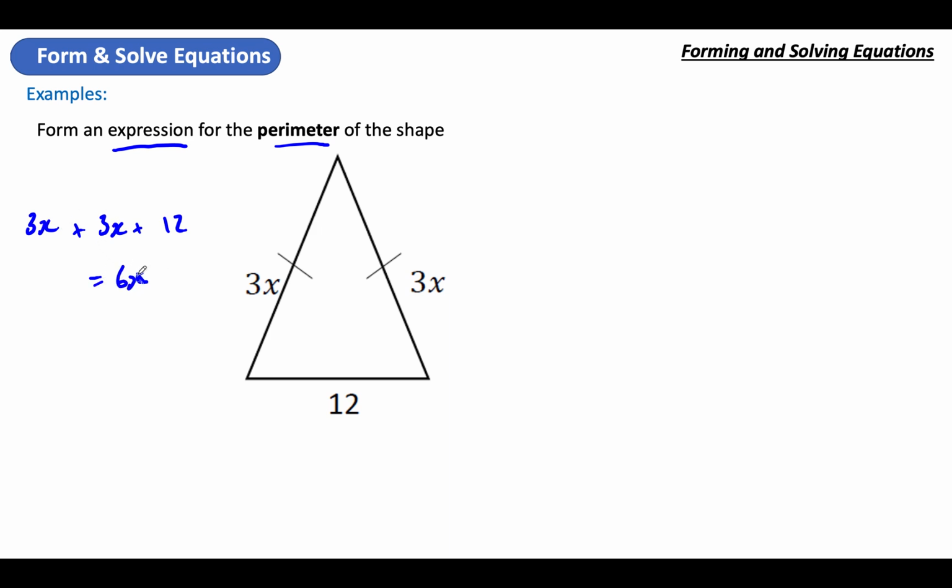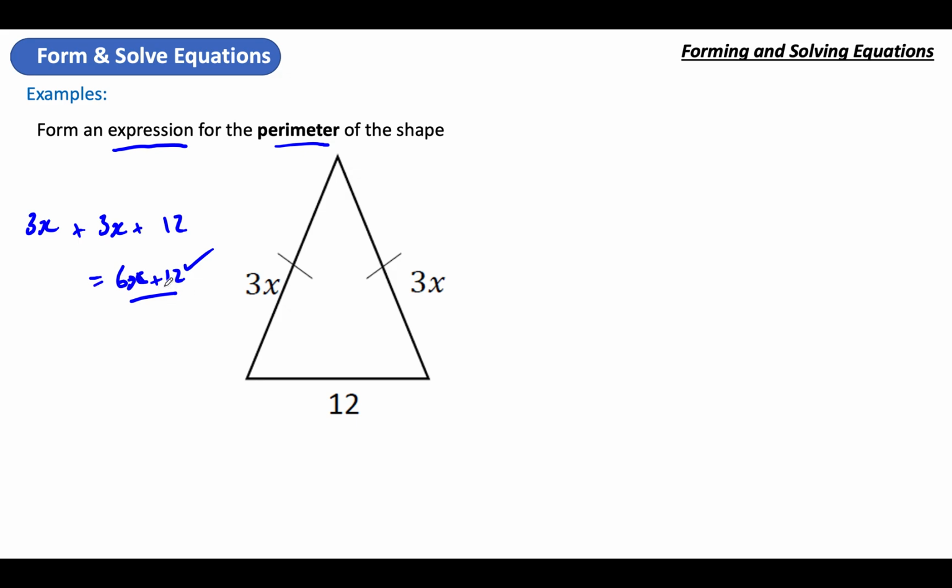Let's just draw that properly. And the 12 is kind of separate. There's no x's there, so it can't go with this. And that is my answer, 6x plus 12. Okay, so if you want an expression for the perimeter, you just add up all three sides. Okay, so 6x plus 12.